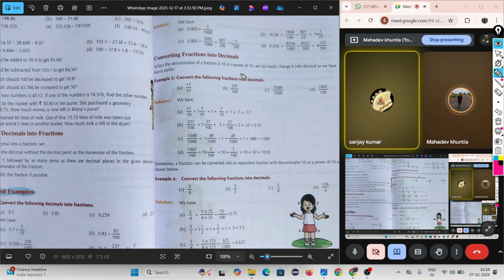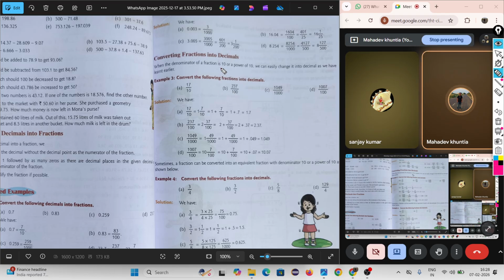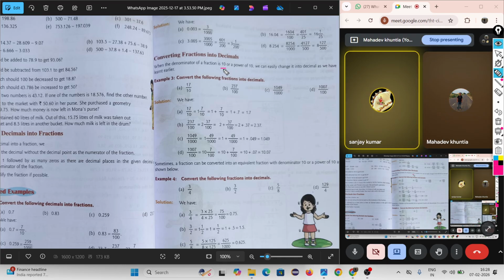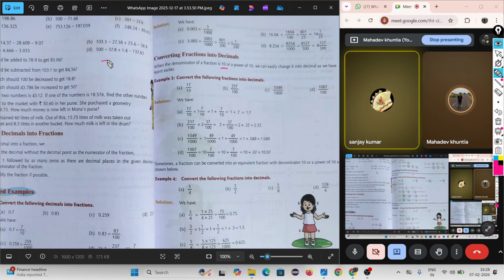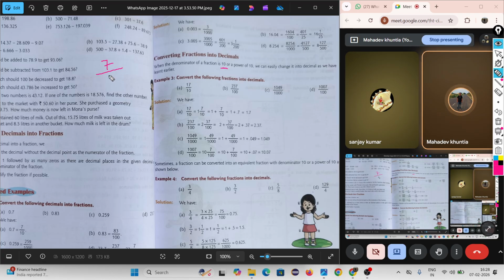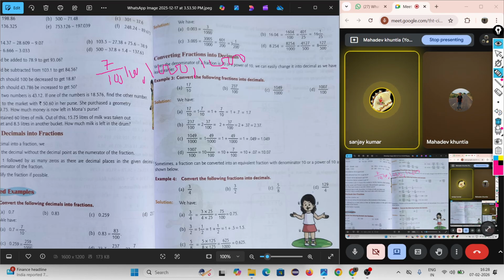There is one easy trick to convert fraction into decimal, that is if the denominator is 10 or 100 or 1000 or 10,000, it's easy to convert. If the fraction has a denominator of 10, 100, 1000, 10,000, meaning 1 with a number of 0s, then it is so easy to convert that fraction into decimal. But I don't know 3 upon 4. How to convert it? Wait.